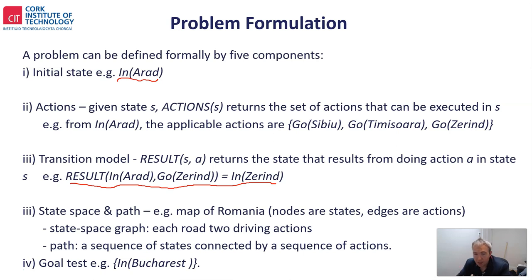Okay, so again, together, if you take the initial state, actions, and the transition model, you're implicitly defining the state space of the problem. So that's the set of all reachable states from the initial state by any sequence of actions. So in this case, our state space is forming a directed network or graph, whereby nodes are the states and the links between the nodes are the actions.